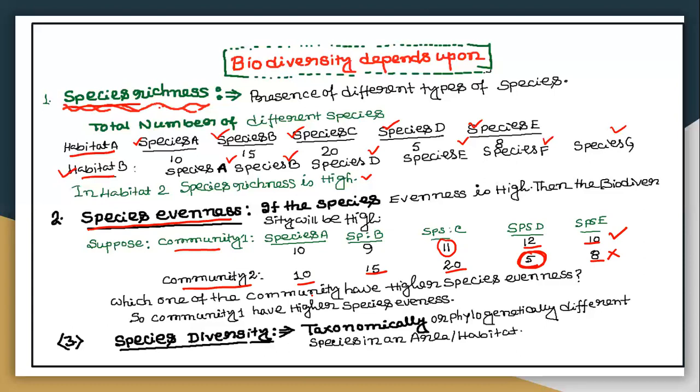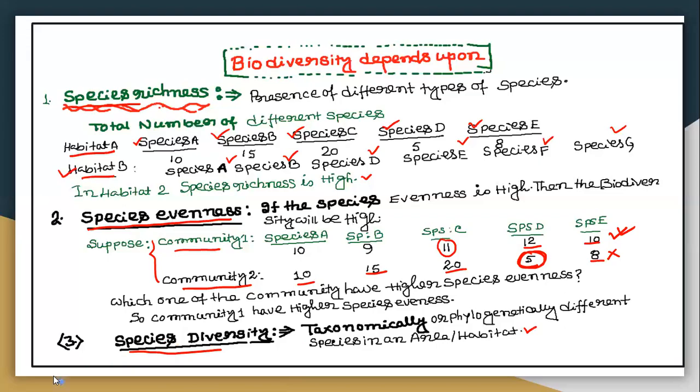Now you have to find out from here which community has higher species evenness. You can see that community 1 has higher species evenness than community 2. So community 1 has higher biodiversity than community 2, right? Now coming to the third point, which is species diversity: taxonomically or phylogenetically different species in an area or habitat.